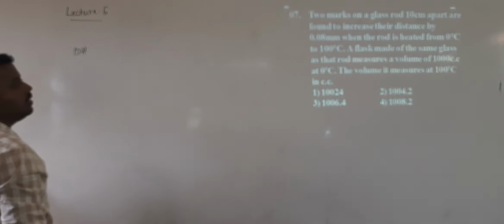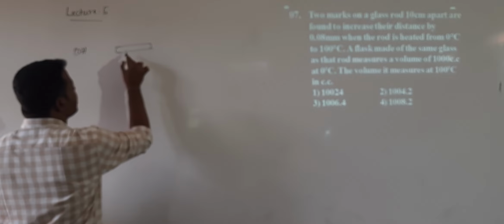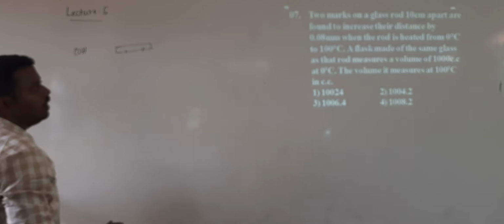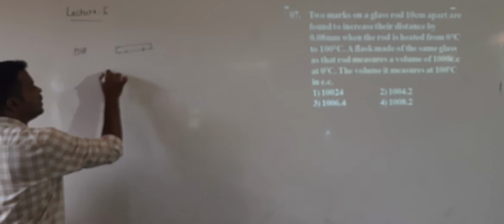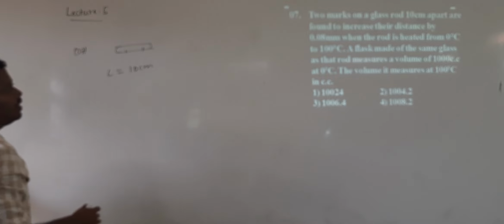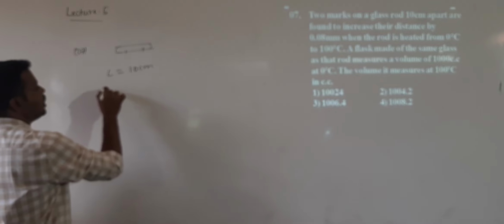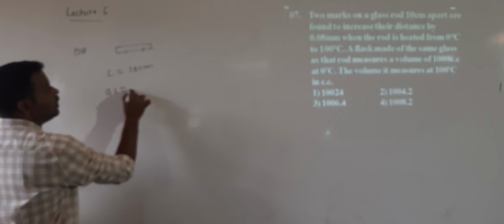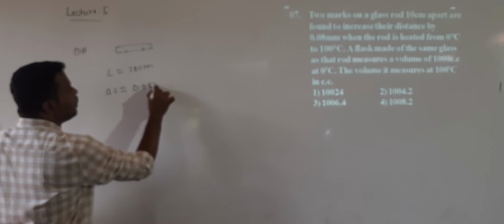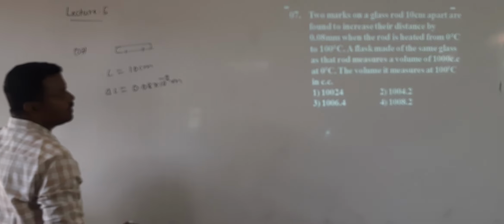So in this question, see what they have given. There is one glass rod. On this glass rod there are two marks. The two marks are separated by a distance L, a value of 10 centimeters. Correct? It is found that this length increases, so what is the increase in length? Delta L, which is 0.08 mm. Can I write it in centimeters? 10 to the power of minus 2 meters.